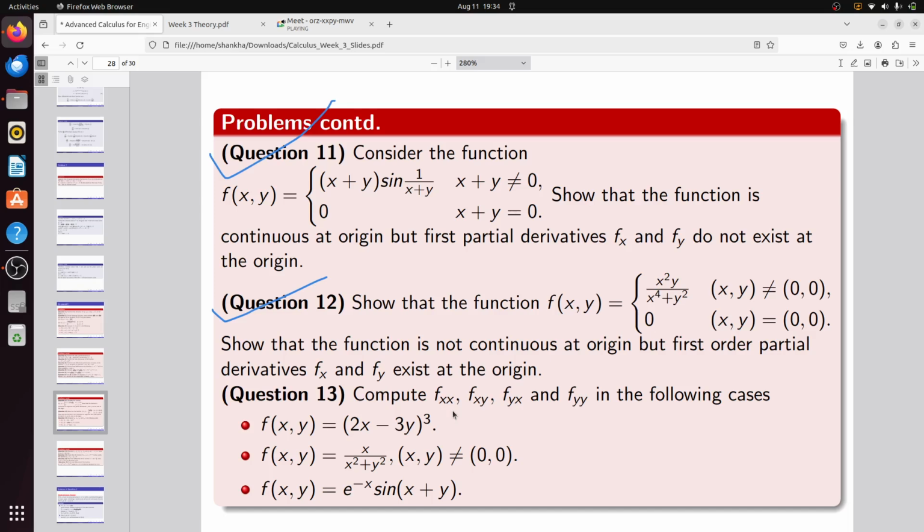Sir, can I tell you the answer? Yes, why not? Fx is equal to 24 into 2x minus 3y. Fy equal to 54 into 2x minus 3y. And fxy and fyx are equal. And the answer is minus 36 into 2x minus 3y.